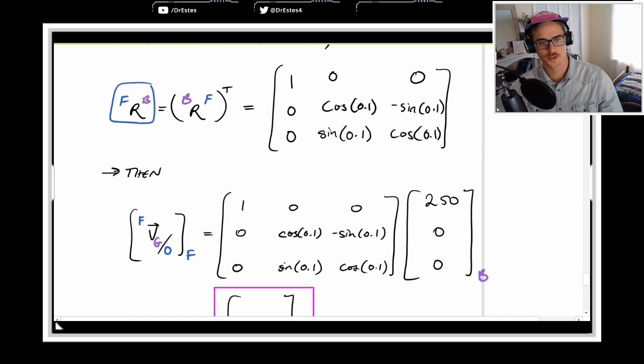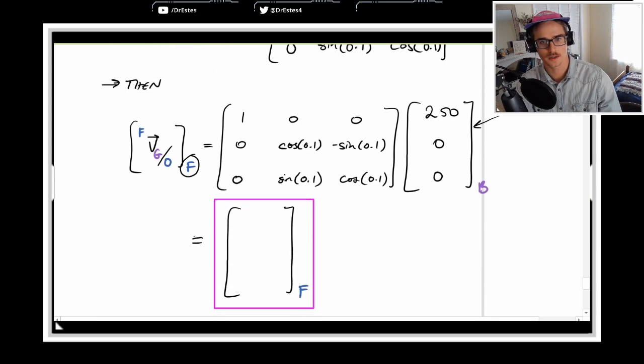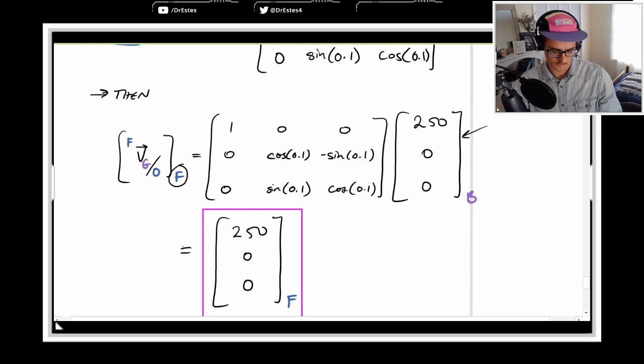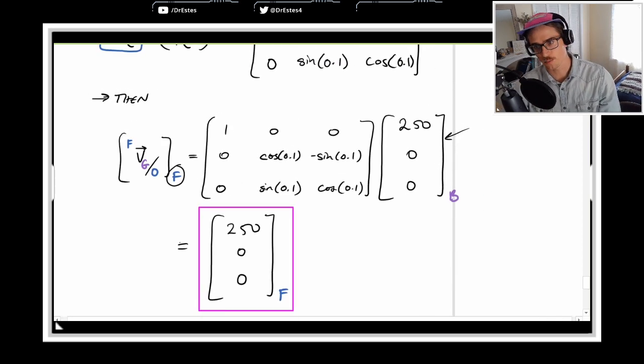Okay. So then if I want this inertial velocity in F-frame components, I just use this rotation matrix, multiply it by the same vector in the B components, and if we multiply that all out, it turns out to be the same. So that's kind of a rare case where the velocity is the same in either basis at this point.